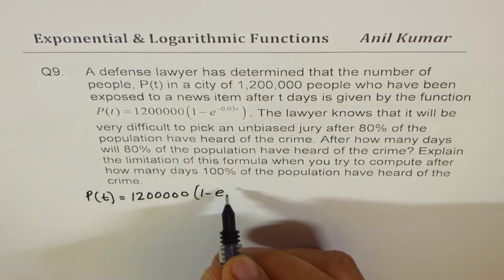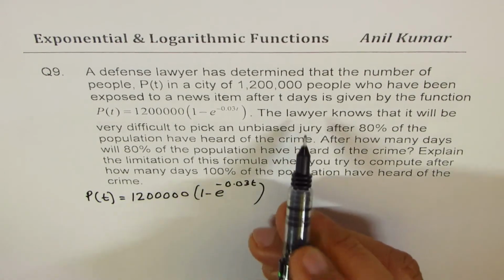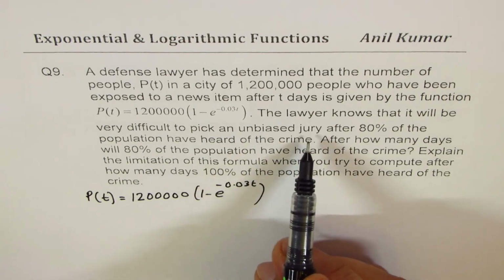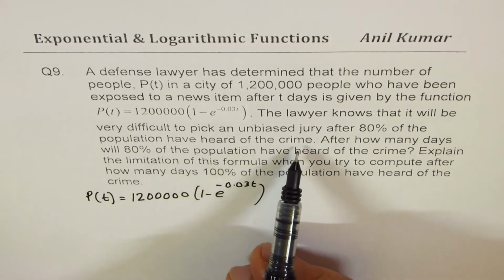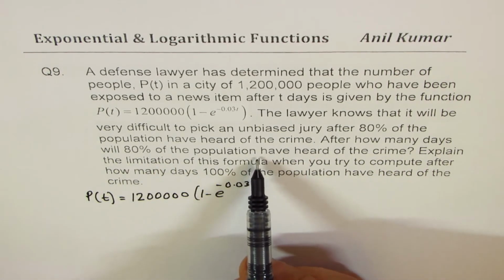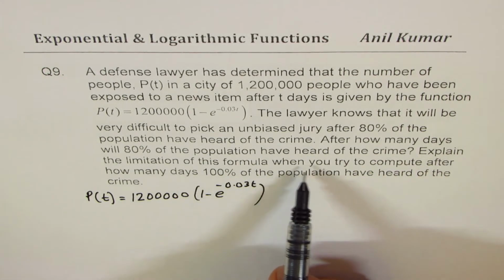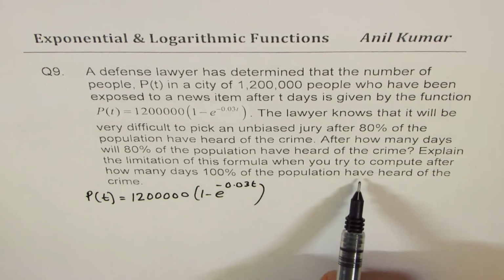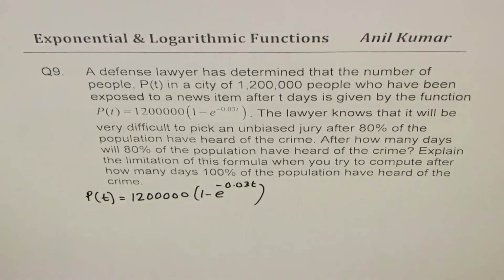1 minus e to the power of minus 0.03t. The lawyer knows that it will be very difficult to pick an unbiased jury after 80% of the population have heard of the crime. After how many days will 80% of the population have heard of the crime? Explain the limitation of this formula when you try to compute after how many days 100% of the population have heard of the crime. So first let's figure out 80%.